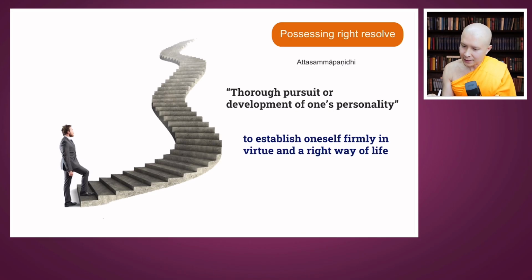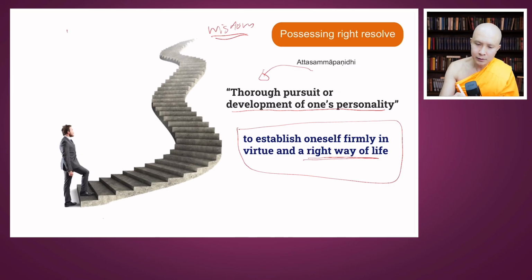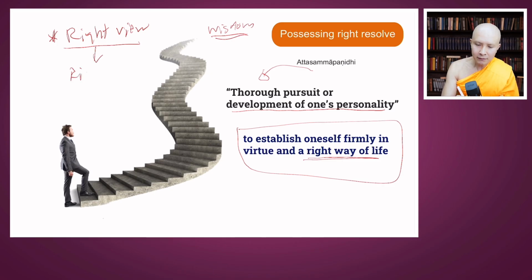The right resolve, or atta sammapaṇidhi in Pali, translates to the thorough pursuit or the development of one's personality. That's the general meaning. Or to establish oneself firmly in virtue and the right way of life. How do we know this is the right way of life? That's another question. But the idea of possessing the right resolve points to the panya, or wisdom. To be specific, it points to the right view. In the Noble Eightfold Path, number one on the list is the right view. Because when you have the right view, then right thinking follows.